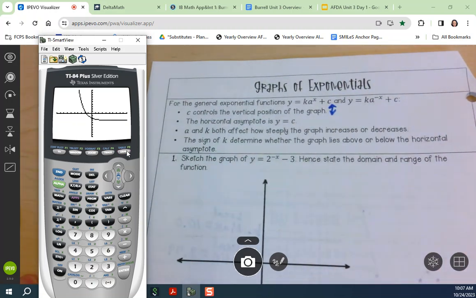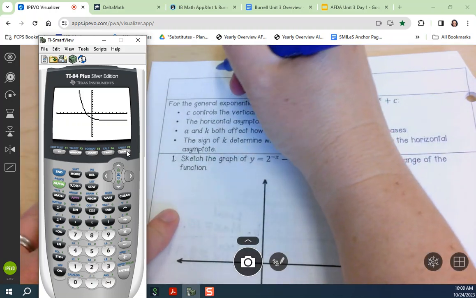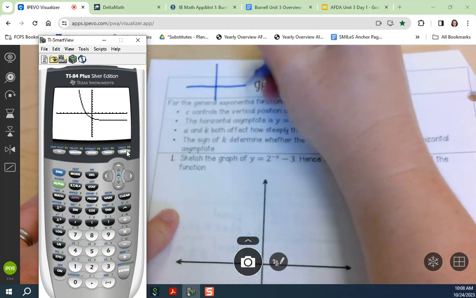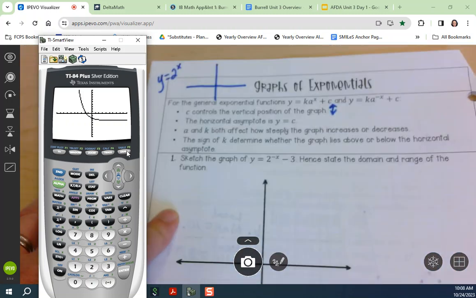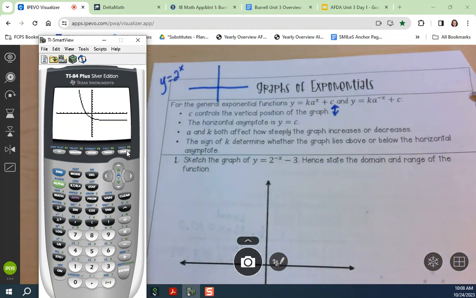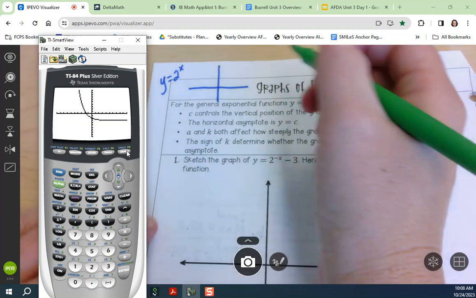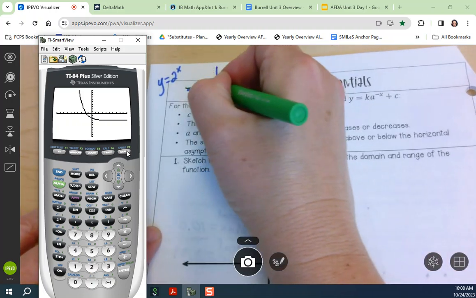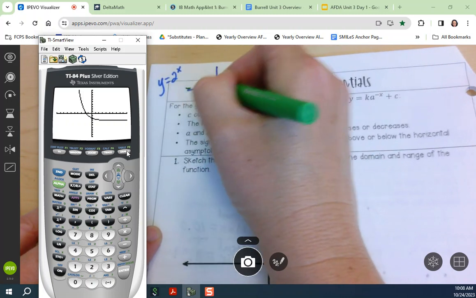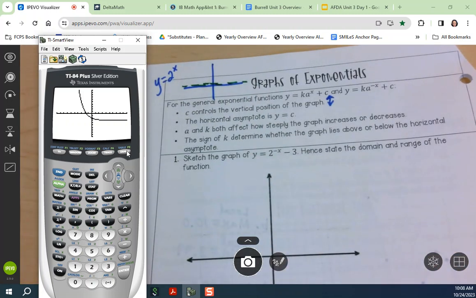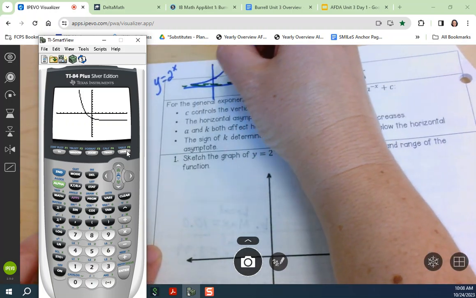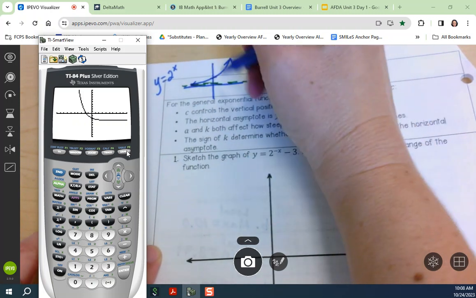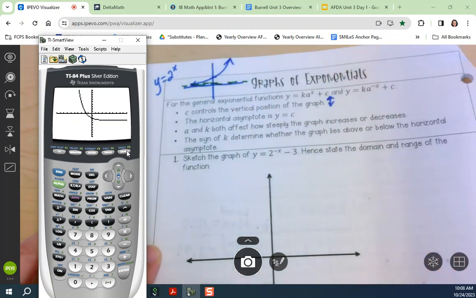So you get a different parent function depending on what base you have, but generally a parent function for y equals 2 to the x, 2 is the base right here, it's going to have a horizontal asymptote on the x-axis. So the parent function will have a horizontal asymptote on the x-axis. And then it's increasing. It goes through the point 0, 1. And it's increasing, approaching positive infinity on the right and approaching 0 on the left.